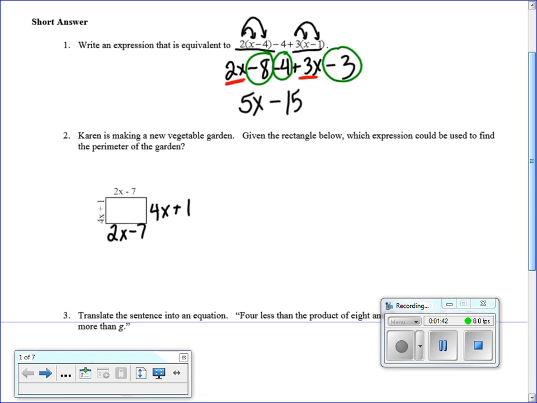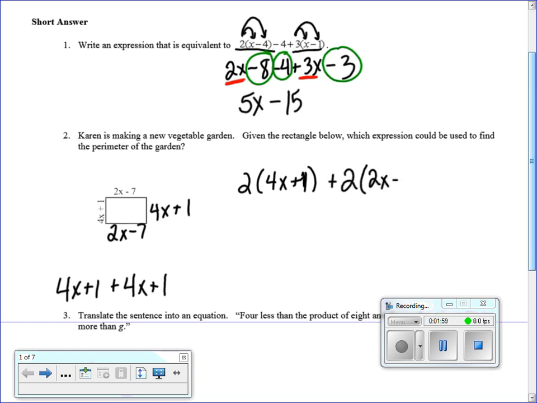So you've got 2 times 4x plus 1, so we can write that using the distributive property, or you can write 4x plus 1 plus 4x plus 1. Okay, and you've also got 2 times 2x minus 7. Again, you could just write 2x minus 7 plus 2x minus 7. Either way, you'll get the same answer.